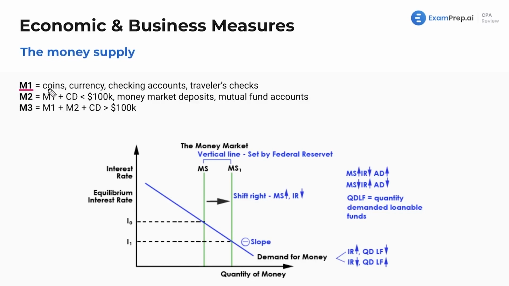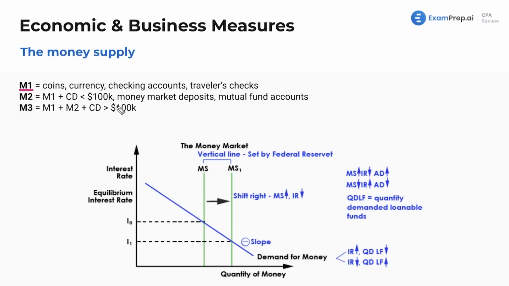So this is coins, currency, checking accounts, travelers checks. If you have all of these, or you could have some of them, this is your M1 money supply. There's an M1 money supply for the whole economy. The M2 money supply is everything in the M1 tier plus certificates of deposit less than $100,000, plus money market deposits, plus mutual fund accounts.